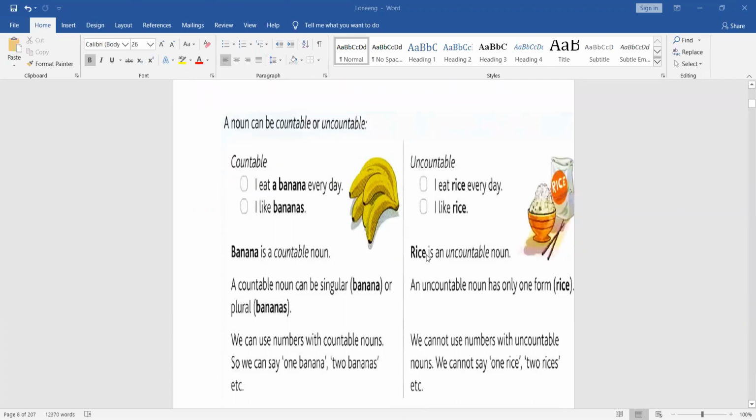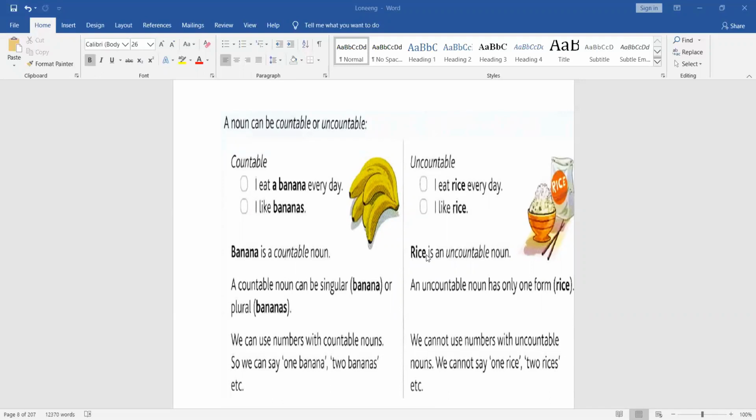Okay, so a noun, what is a noun? A name, place, animal, thing or an idea that can be counted. Okay, it's called a countable noun. And something that can't be counted, or is difficult to count, is an uncountable noun.